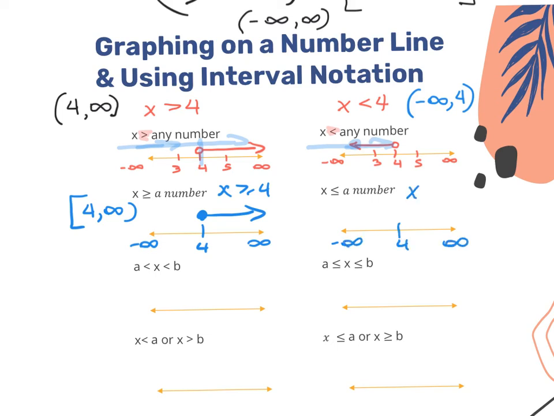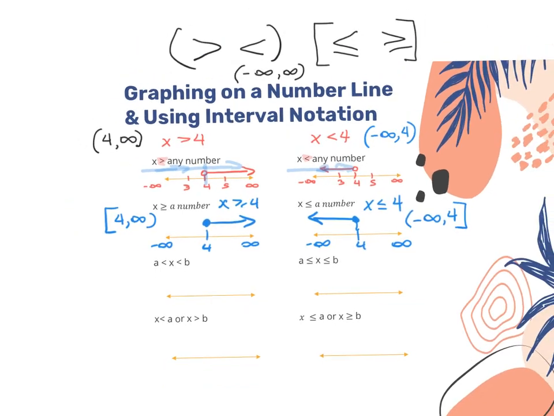So again, let's say I use the same number, but this time it's less than or equal to. Again, it'll be a closed circle pointing towards negative infinity. So then my interval notation is negative infinity, comma, 4, with a bracket around the 4 because it's got the or equal to.